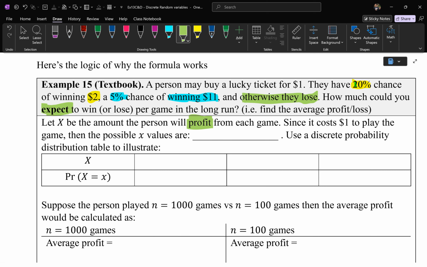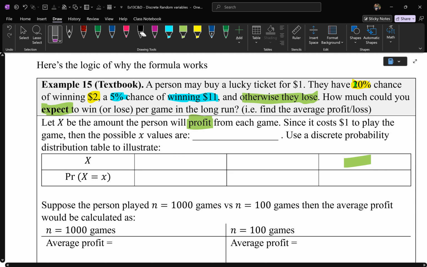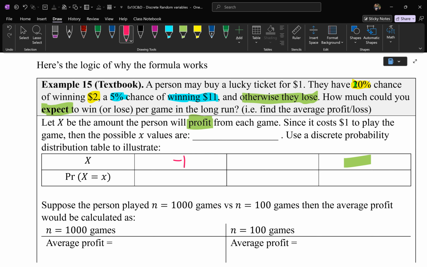So what are my possible X values? Anyone know? Beautiful. So you either lose: you spent $1 and you lost it, so you lose $1 overall, or you gained $1 because you won $2 and you spent $1, or you won 11, which means you gained $10 profit. So -1, 1, and 10. Very good. Now, what's the probability for each one?